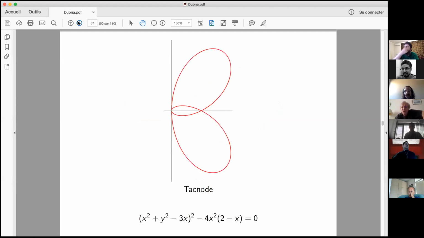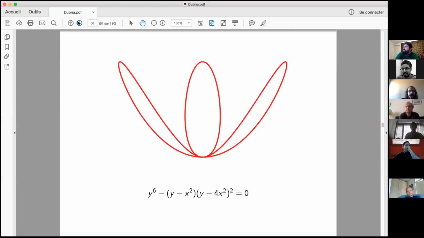Now, here's the tuck node. You have 2 singular points, one at the origin and one at 1, 0. At the origin, you have 4 half-lines. And at the point 1, 0, you have 2 half-lines. Here's another example. I like this one because at the origin, you can see 6 half-lines.